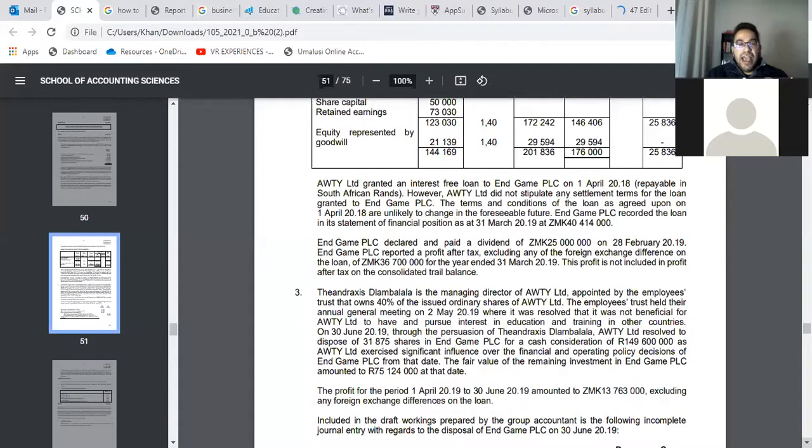Then the second hat you need to wear is to put yourself in the shoes of the group accountant of AWT, and that will be a different issue. So just take note of that.